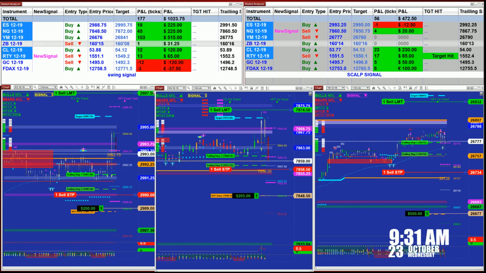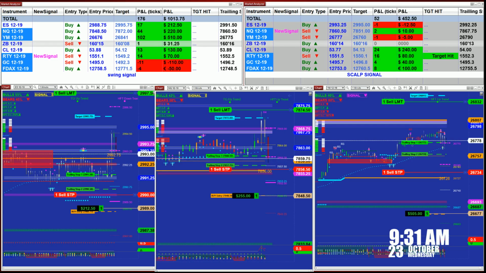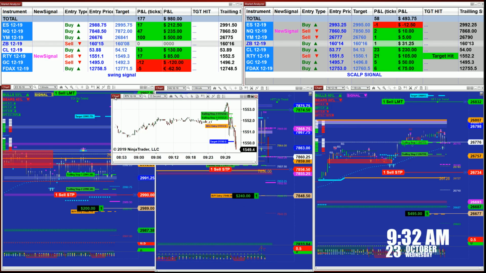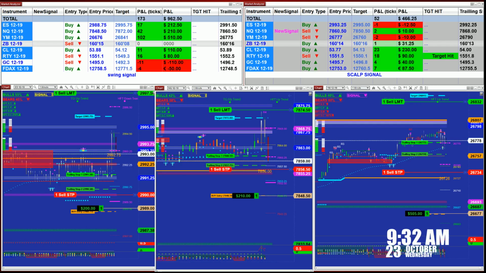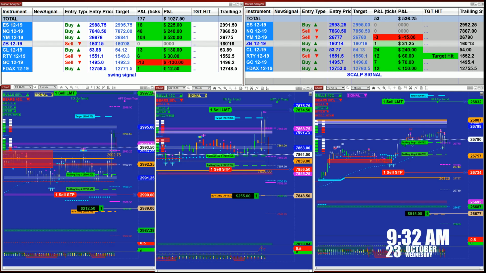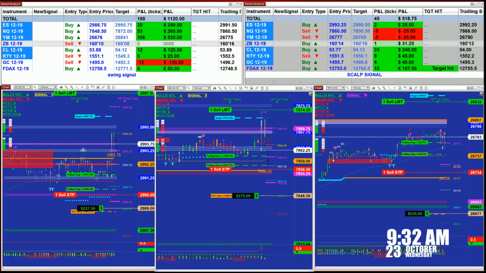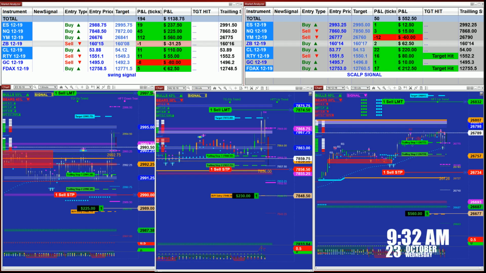On the Russell, the scalper is about to close position. Close position. Done. On the NASDAQ, we just had a new signal. We had a sell signal on the NASDAQ. And we'll see. So that's how it is. We're going to wait 5 minutes for this market to calm down, and we will start picking up some.